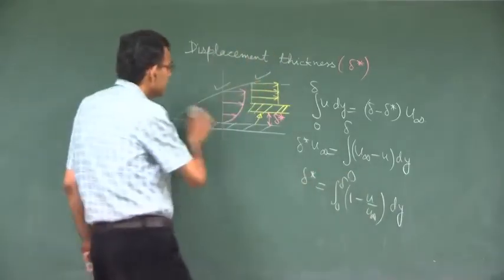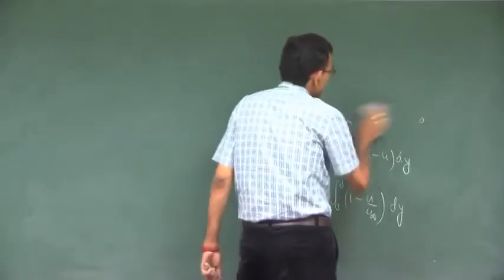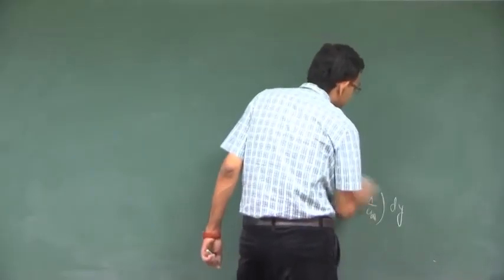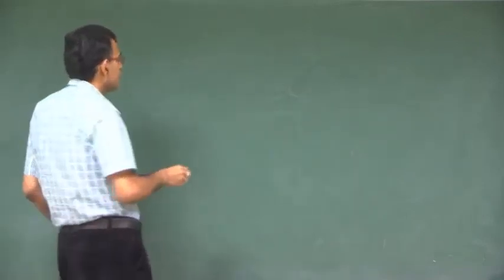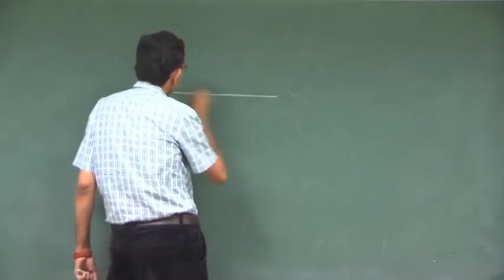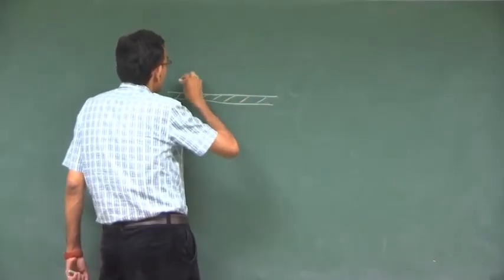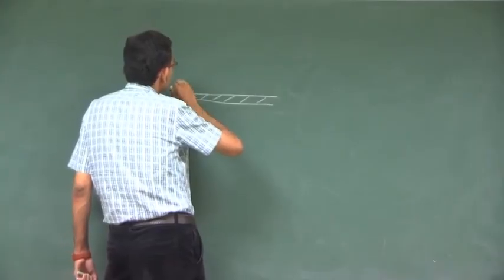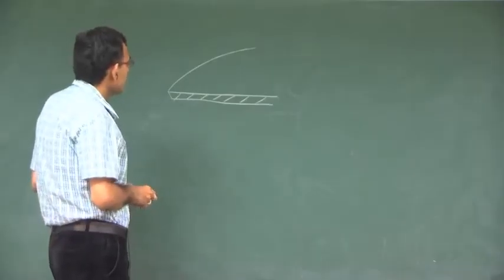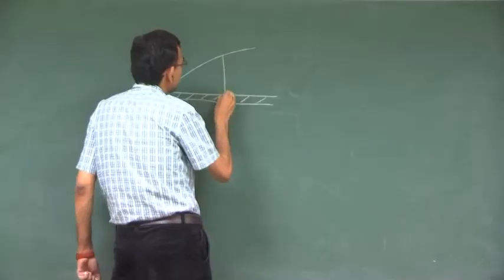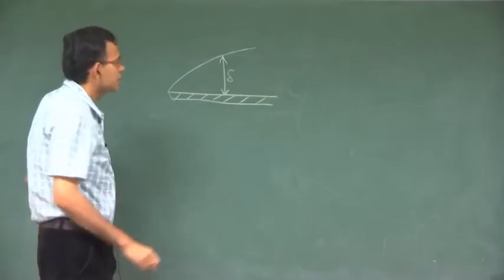This delta star may be interpreted in a slightly different way, which is normally not discussed in undergraduate textbooks, and I will go through that interpretation. So, if you have a flat plate as an example, you have a boundary layer like this. Let us say that the boundary layer thickness is delta.